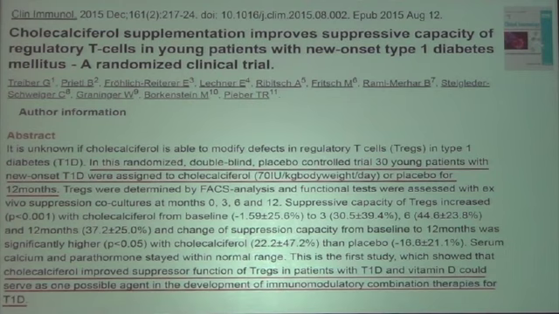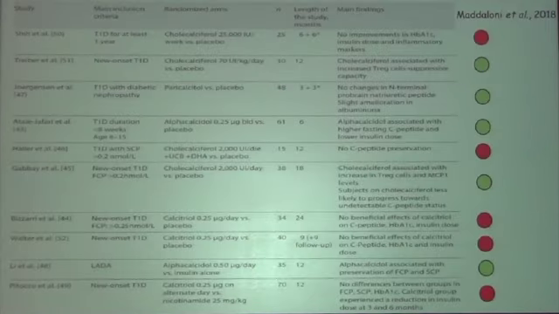This is a randomized controlled trial showing how 1-year supplementation of cholecalciferol in young patients with new onset type 1 diabetes is able to improve the suppressor function of T regulatory cells, suggesting vitamin D as a potential adjuvant immunomodulatory therapy in type 1 diabetes.